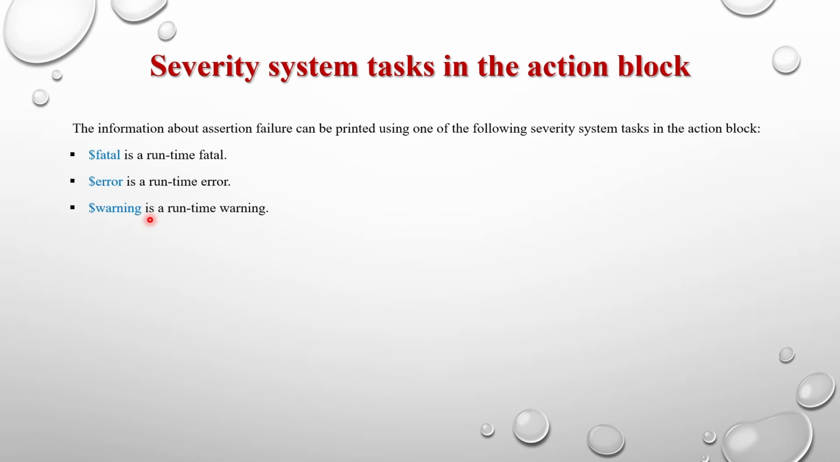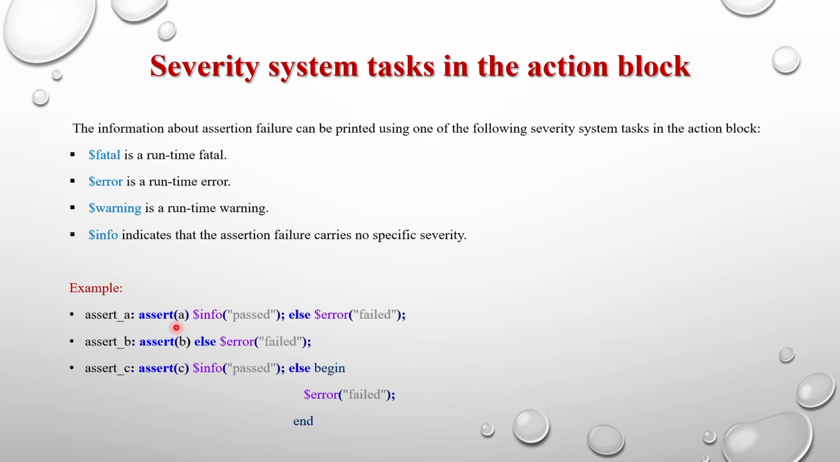And the next one is $warning. $warning is a runtime warning. It just reports the warning and does not stop the simulation. And the last one is $info. $info indicates that the assertion failure carries no specific severity. So it's just an info statement. Now we'll see the example.